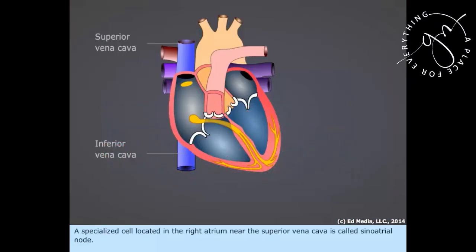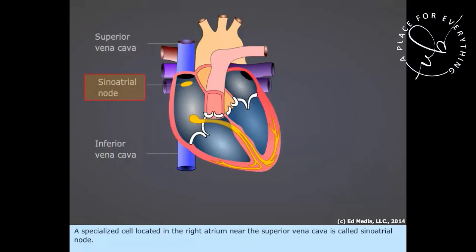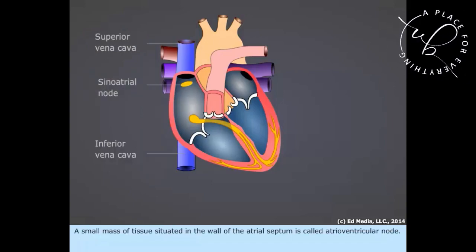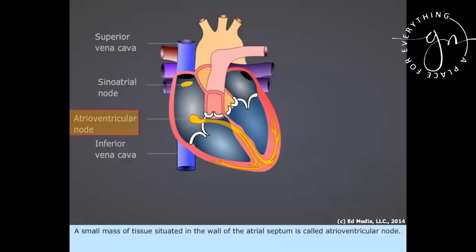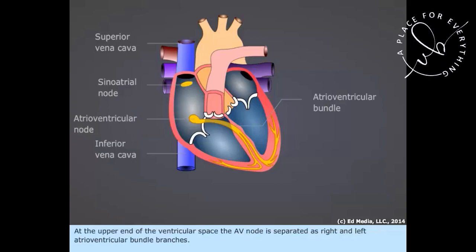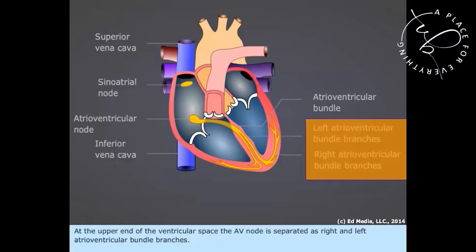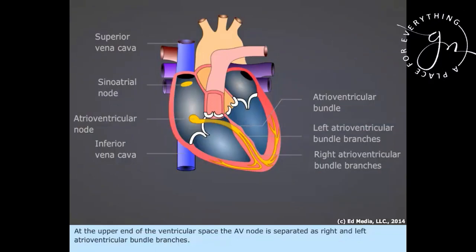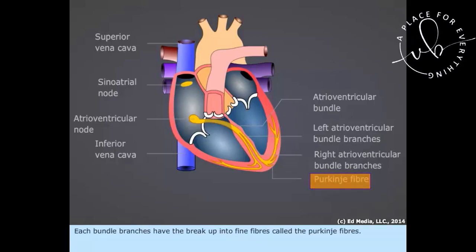A specialized cell located in the right atrium near the superior vena cava is called the sinoatrial node. A small mass of tissue situated in the wall of the atrial septum is called the atrioventricular node. At the upper end of the ventricular space, the AV node is separated into right and left atrioventricular bundle branches. Each bundle branch breaks up into fine fibers called the Purkinje fibers.